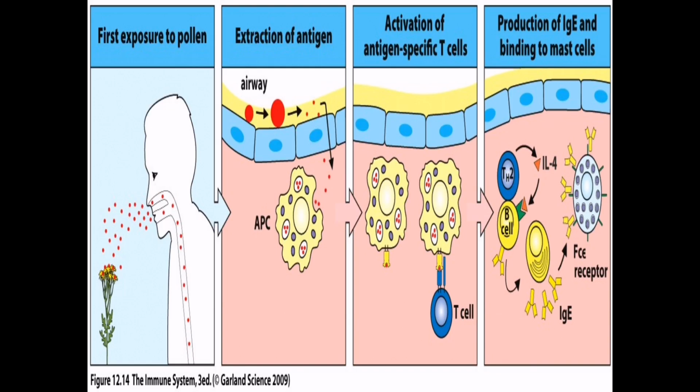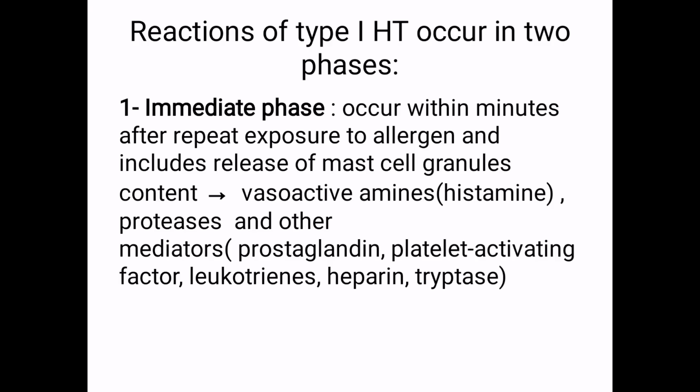The helper cell secretes cytokines that activate the B lymphocyte to produce IgE, and this IgE will bind to the mast cell, and the mast cell becomes sensitized.